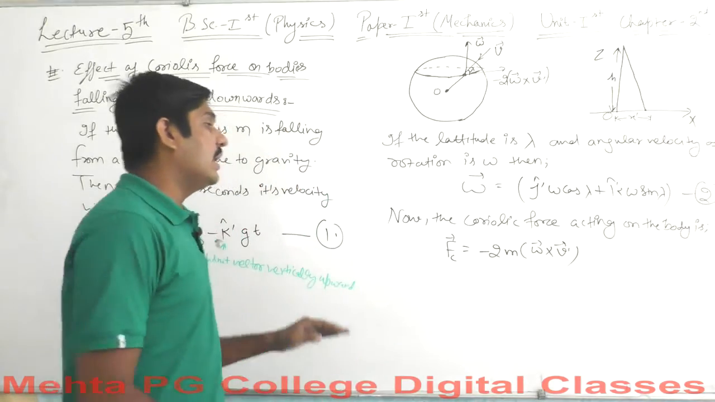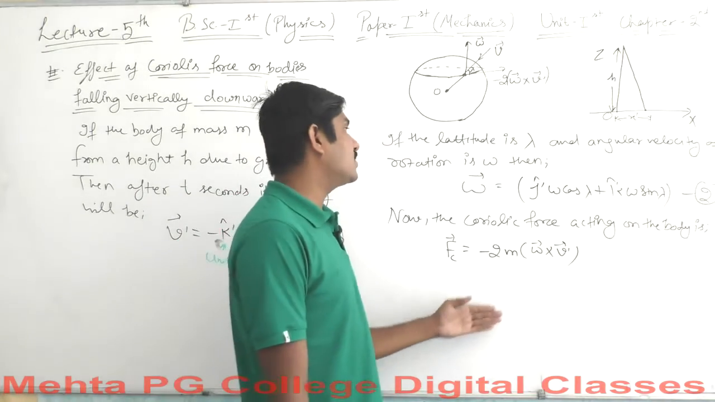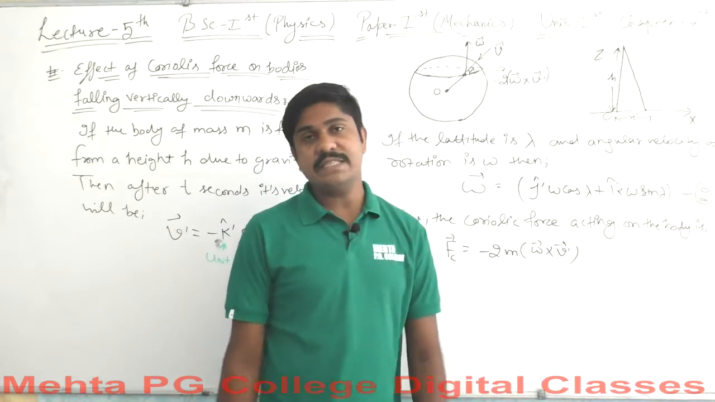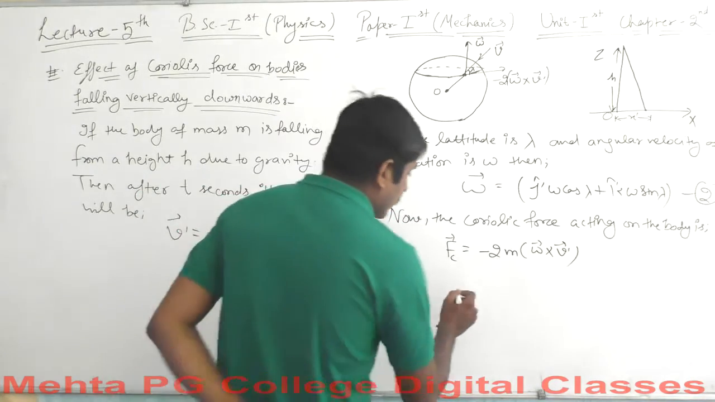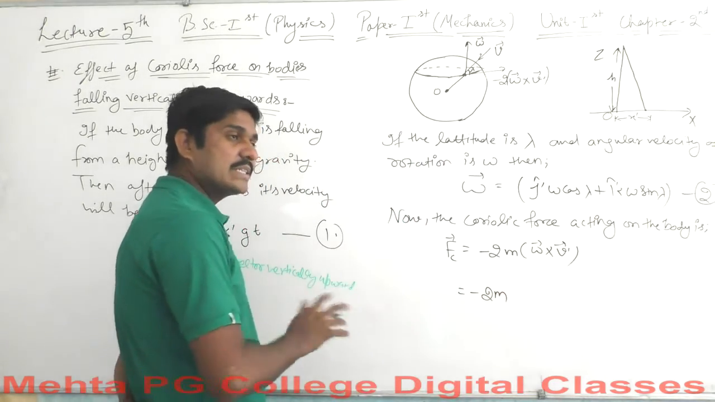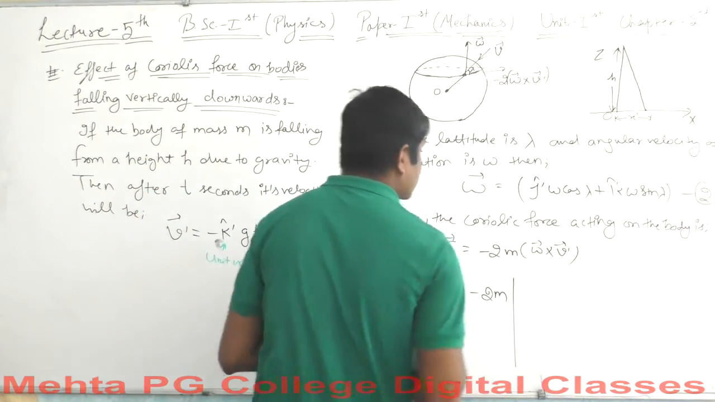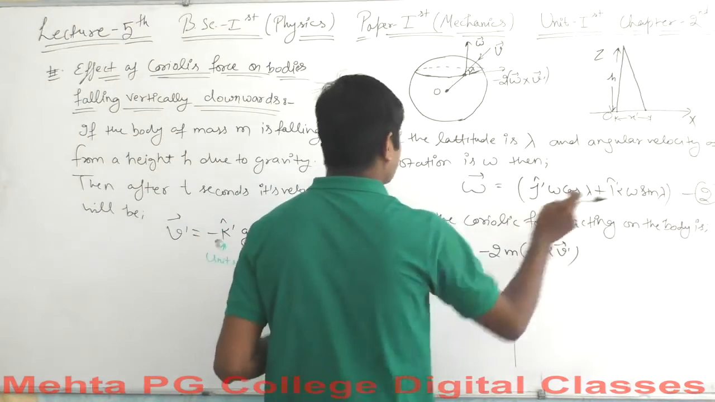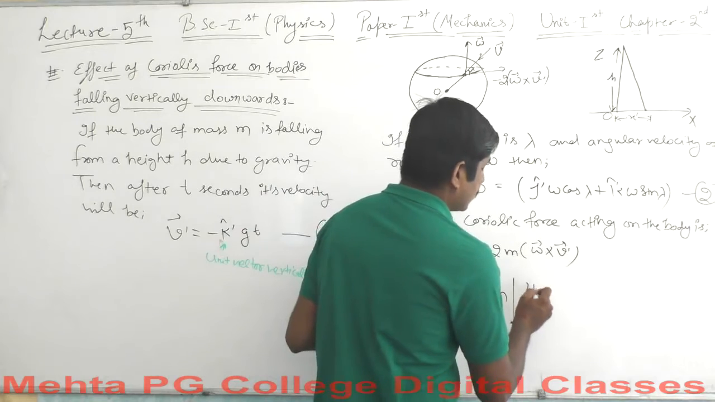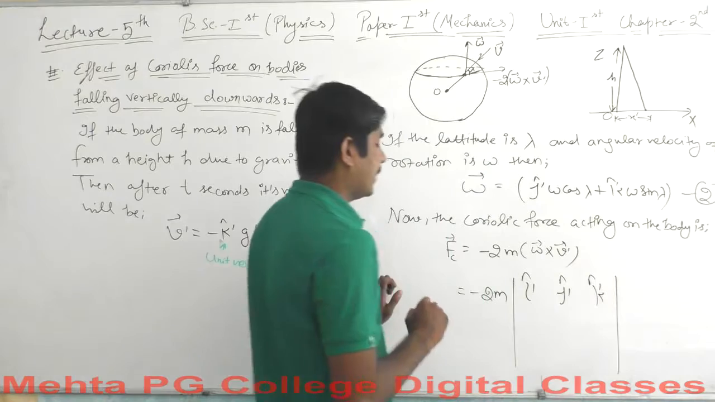Now we use equation 1 and equation 2 and put the values in this equation, where omega is the angular velocity of the Earth, with the latitude component, and v dash is the velocity associated with the particle. The minus 2m is a constant, so it does not go through a vector product; that is a simple scalar product. These two should be considered in the form of a determinant, with the components i dash cap, j dash cap and k dash cap.